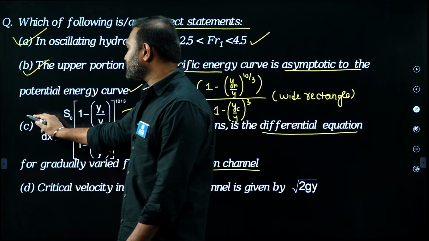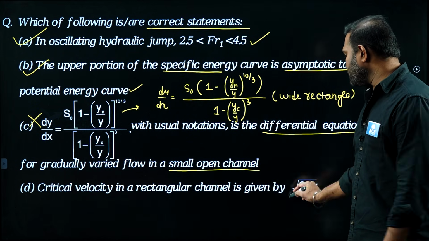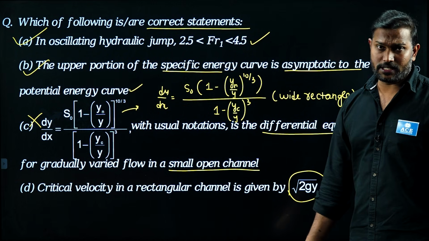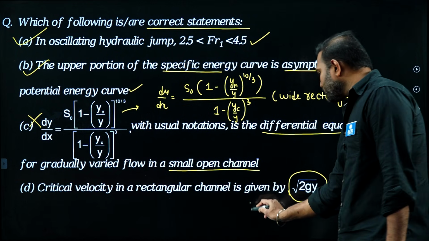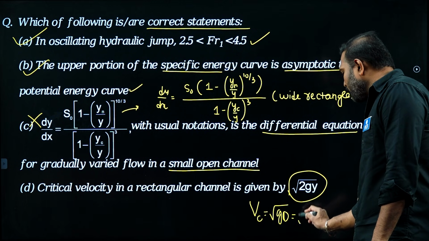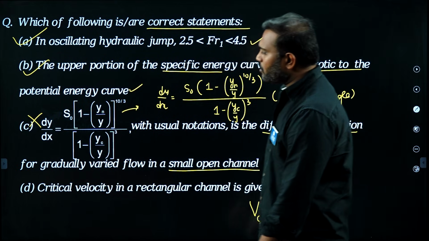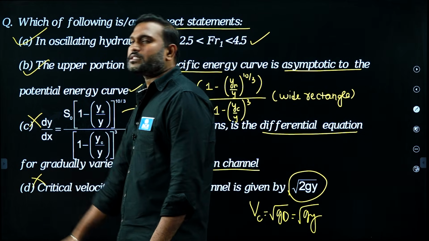So this is an incorrect statement. Now, critical velocity in a rectangular channel is given by root of 2gy. Is it? So what is the critical velocity? The critical velocity is root gD. In case of a rectangle, that is root gy, not root 2gy. So D is also an incorrect statement.